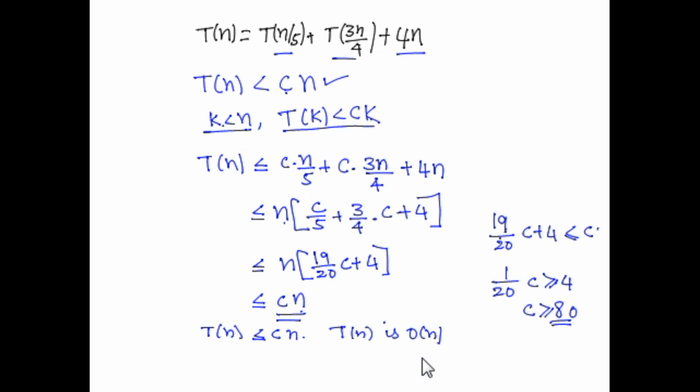If you take common factors, what you are going to get is 19 by 20 c plus 4. So we want this to be smaller than c times n. What you can see here is that this will be smaller than c times n as long as c is greater than 80. So in particular, if you take c to be 80, we can show that T of n is O of n.